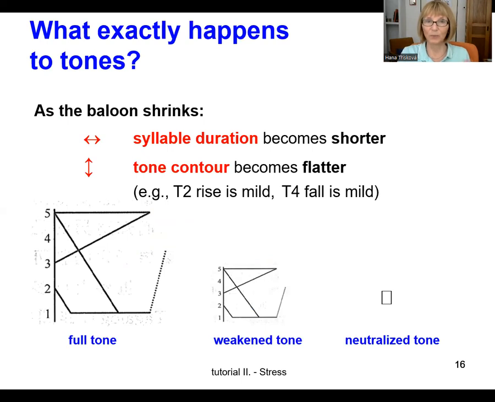What exactly, if we go through this process, what exactly happens to tones? As the balloon shrinks, syllable duration becomes shorter and tone contour becomes flatter. That means the second tone rise, for instance, gets milder, or the fourth tone fall is also mild.